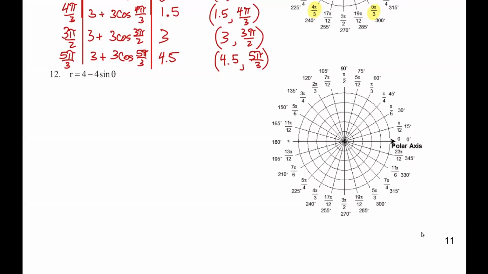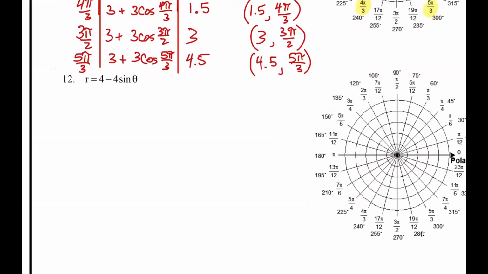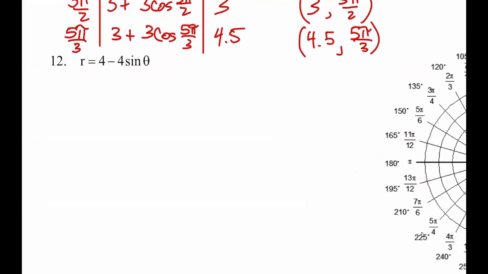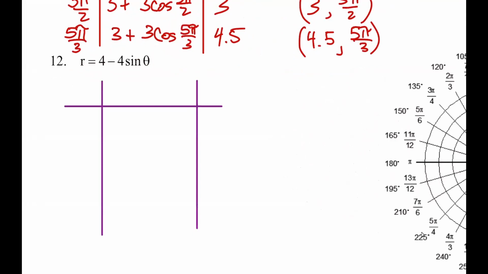R equals 4 minus 4 sine theta. We're looking to create a table of values, and that table of values will be used to create the graph. And just like the last one, we want to go through the process while using the friendly theta values.